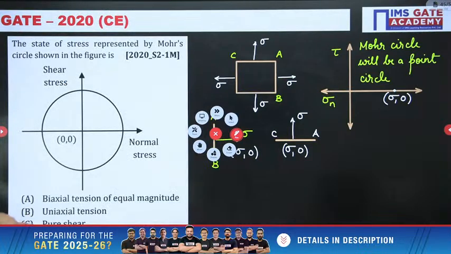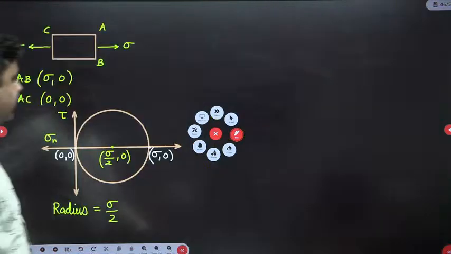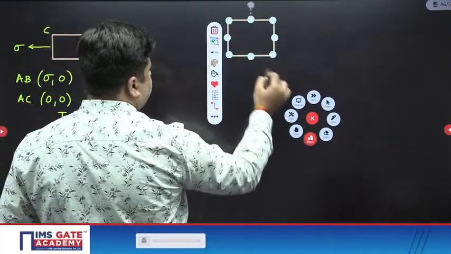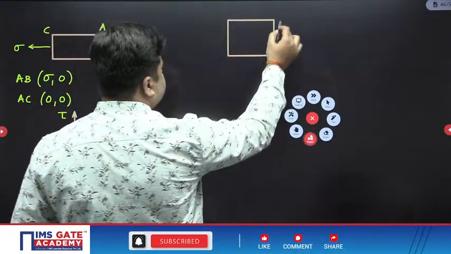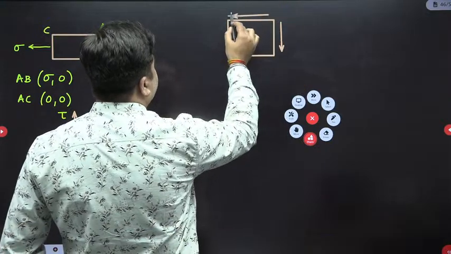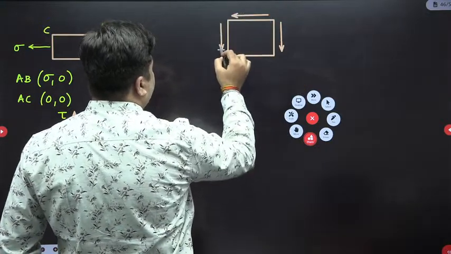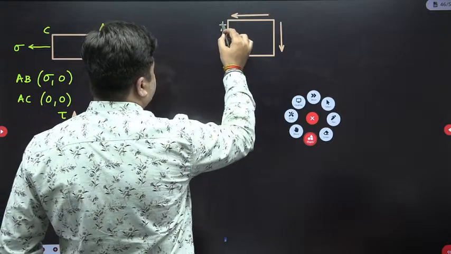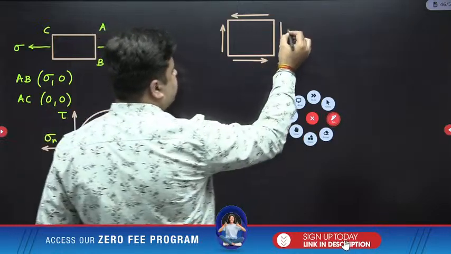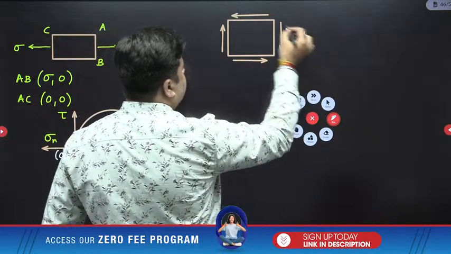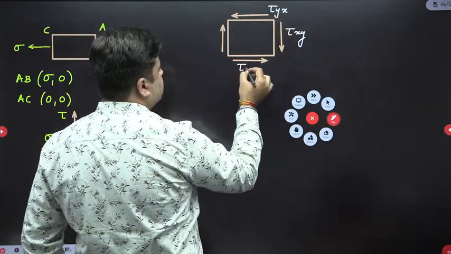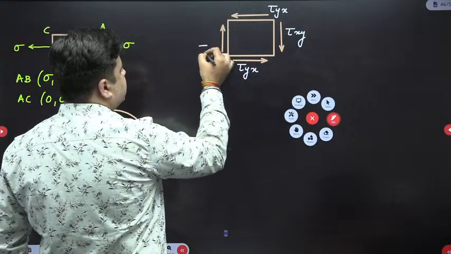Now next you have pure shear. This is your state of pure shear, which means the element is subjected to only shear stress like this. Right now the element is not subjected to any normal stress, but over the oblique planes there will be normal stress. So this is tau xy and this is tau yx. Again, this is tau yx and this is tau xy.